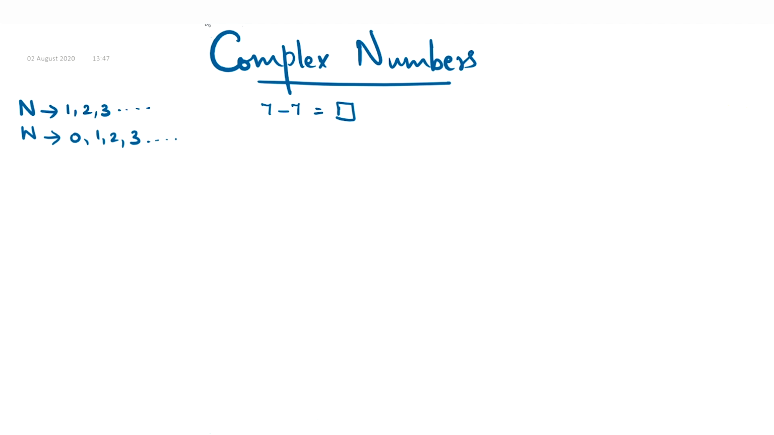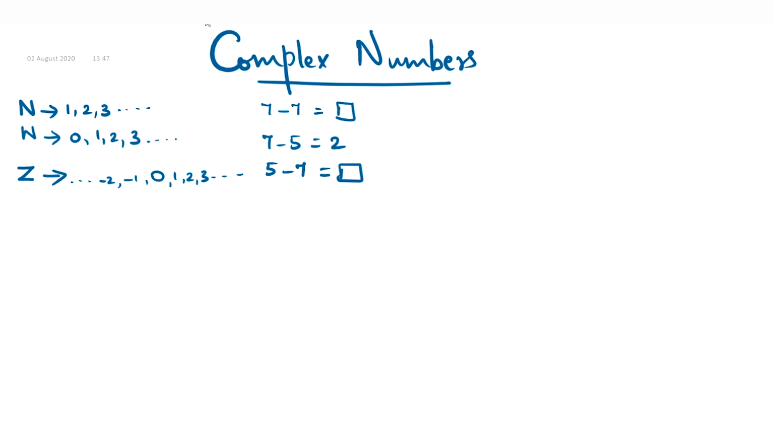Whenever we are trying to solve a problem and if we get stuck somewhere, we discover something new, right? Take 7 minus 5, we get 2. If I take 5 minus 7, we get stuck. So we need negative numbers. So this is how integers came. So integers consist of 0, all the positive numbers and all the negative numbers.